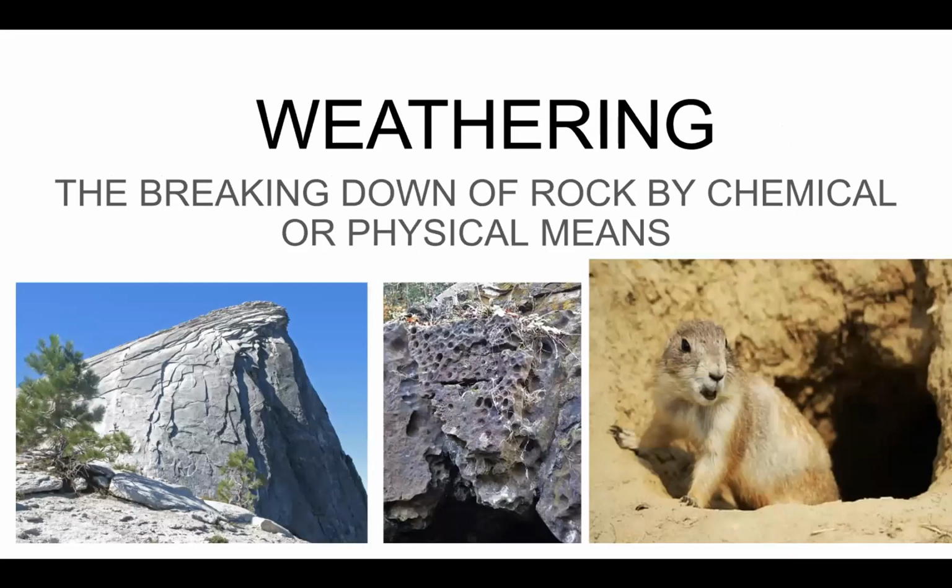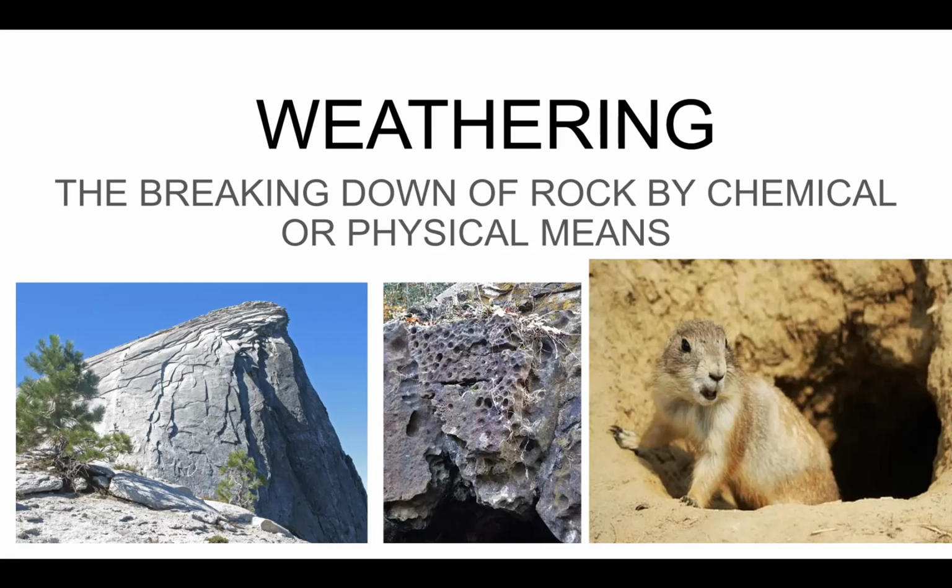Now we start with weathering. This is the breaking down of rock by chemical or physical or even biological means. Now let's start on the left. That's Half Dome, one of the most important and famous rock formations in the United States. It's in Yosemite National Park, and Half Dome is exfoliating. That's a physical type of weathering where a top layer pops up and cracks into pieces and then falls off. We've got all different kinds of physical weathering, such as ice wedging or frost action, different things like that.